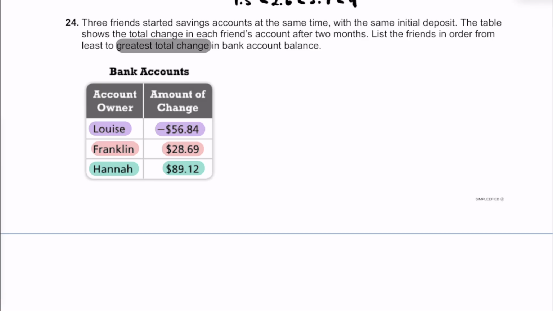All right, so it looks like we're trying to find the greatest total change. So again, we're not looking to see who has the most money. We're trying to see who changed the most compared to what they had initially. Now, that means how far were they from zero? Because if their bank accounts were at zero, that means that their account didn't change at all.